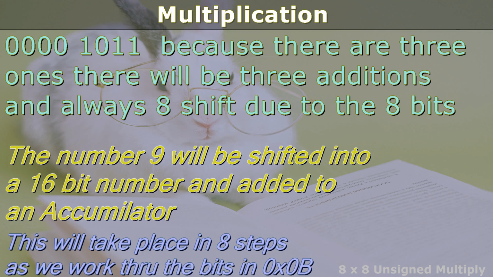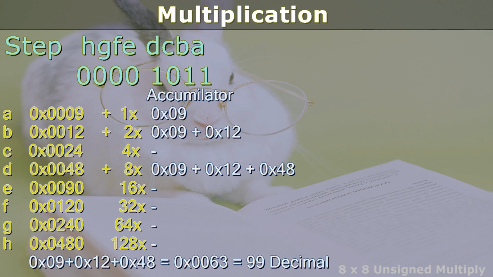Because there are 3 ones in the number B, there will be 3 additions. And there will always be 8 shifts because we're multiplying 8-bit numbers. The number 9 will be shifted as a 16-bit number and added to an accumulator that starts out as 0. This will take place in 8 steps as we work through the bits in the 0b byte. So the steps are A, B, C, D, E, F, G, H as we work from the least significant bit to the most significant bit of Y.